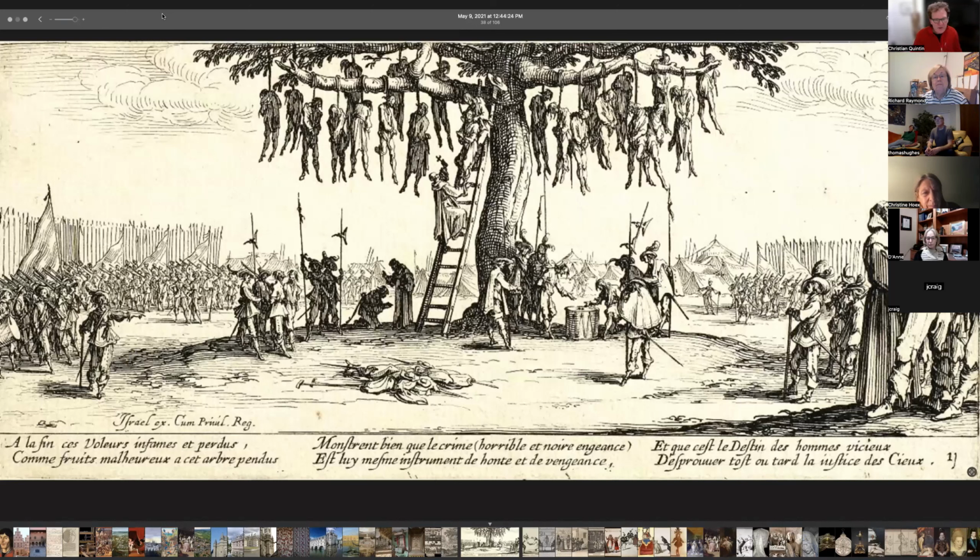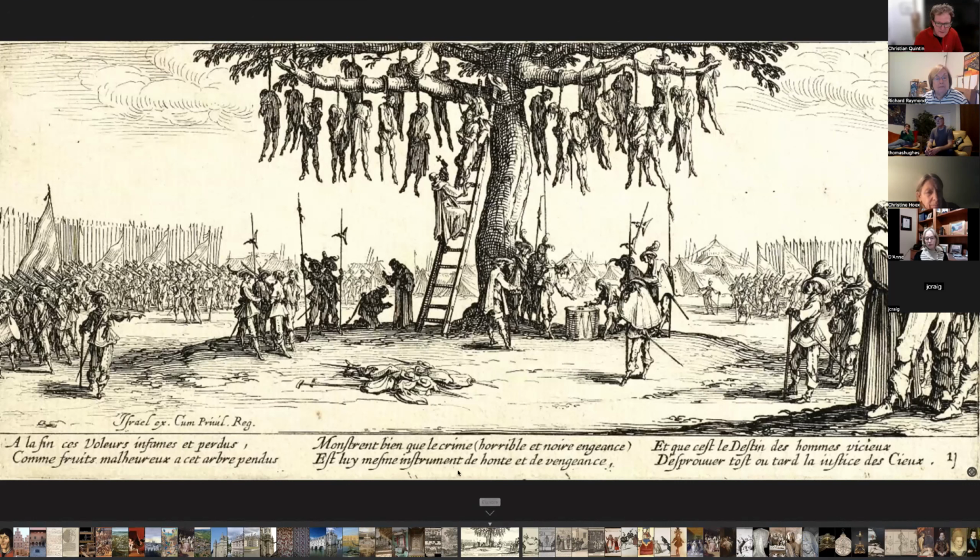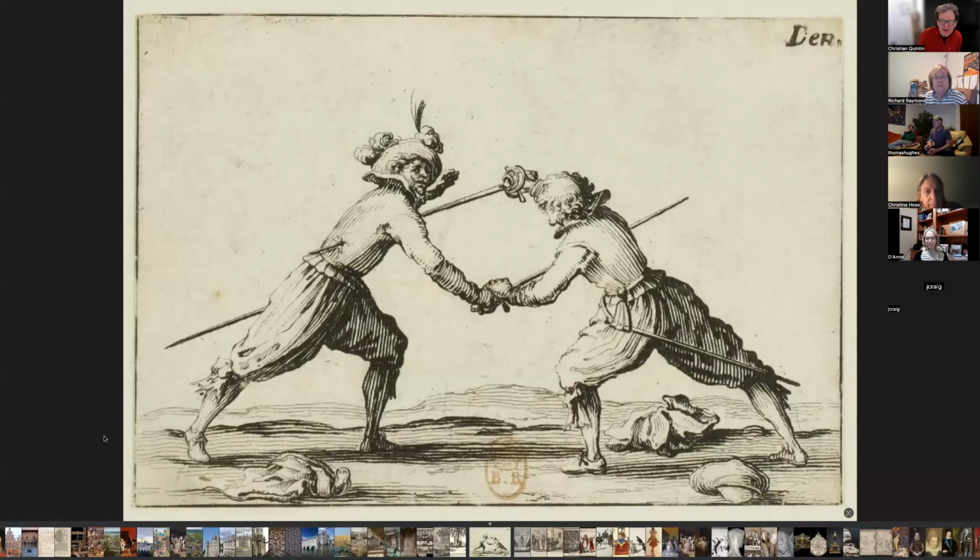And I don't know if you can read old French, but I can. And at the bottom here it says, at the end, these thieves, infamous and lost, as unhappy fruits hanging by the tree. And he made this wonderful engraving of people fighting a duel.